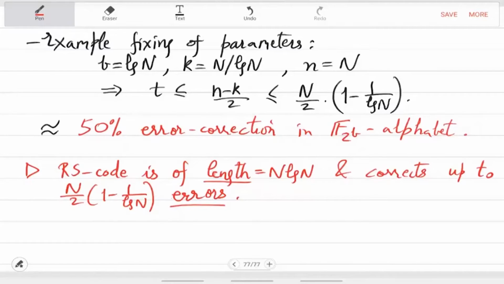And for that, the error tolerance T is n by 2 times nearly 1. As n tends to infinity, this is nearly 1. So this is nearly n by 2. So 50% error correction in the finite field alphabet. The alphabet here is not 0, 1, but a finite field. So the element we are counting as one extended bit of information. We did not go into the details, but all this can be done in nearly linear time in N. The evaluations and then the decoding are quite fast. So with that, we'll move forward.